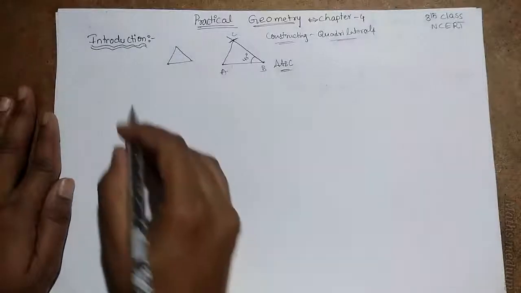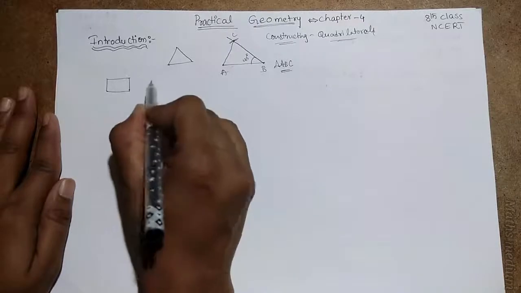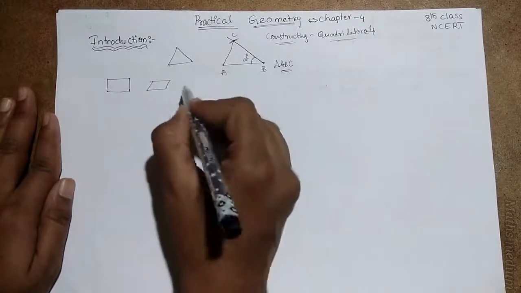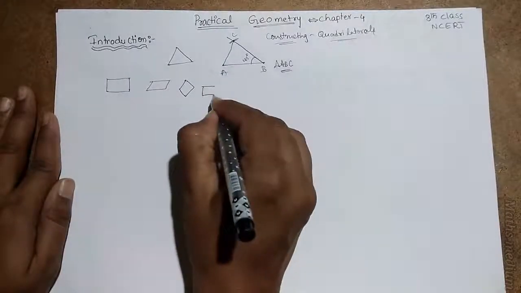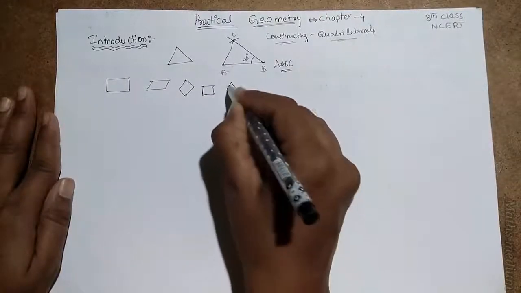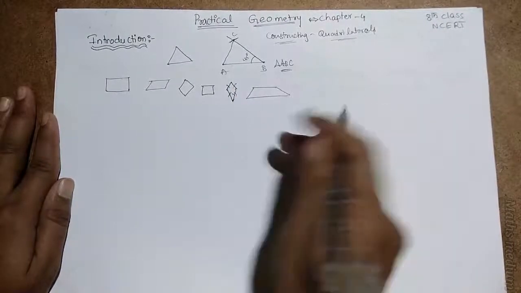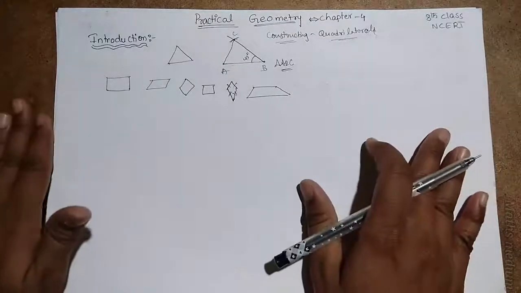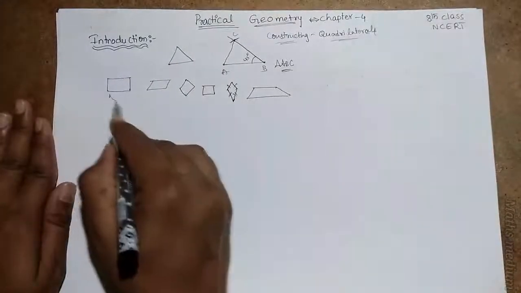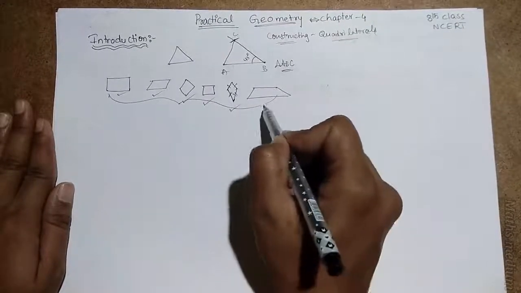But coming to the quadrilateral, we have 4 sides and 4 angles. This is one type of quadrilateral, and this is also one type, and this is another type. Square is also one, there is a kite also, which is a special type of quadrilateral, and the trapezium. These are the quadrilaterals we already learnt in previous classes and the previous chapter. In this chapter we are going to learn about the construction of quadrilaterals: rectangle, parallelogram, rhombus, square, kite and trapezium.